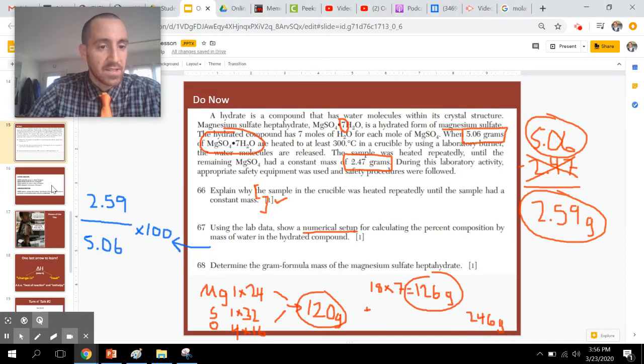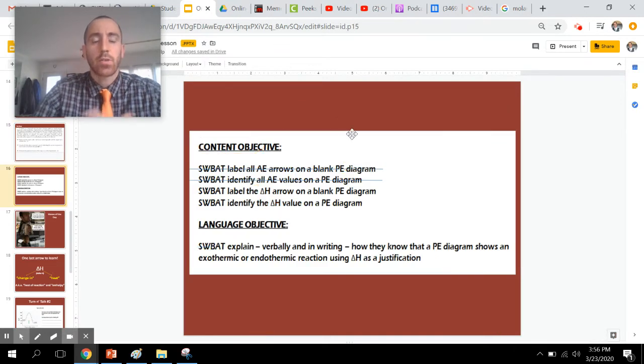Moving on. Let's see here. Our objectives. In the earlier video from before, we labeled and quantified all of the activation energy arrows on a PE diagram. Today, we have one last arrow to look at before we have figured out all of the PE diagrams. And that's going to be called delta H. Just like delta T, change in temperature, delta H will be change in something else as well. So we're going to label the delta H arrow on a blank PE diagram, and we're going to identify its value. We're going to quantify it.